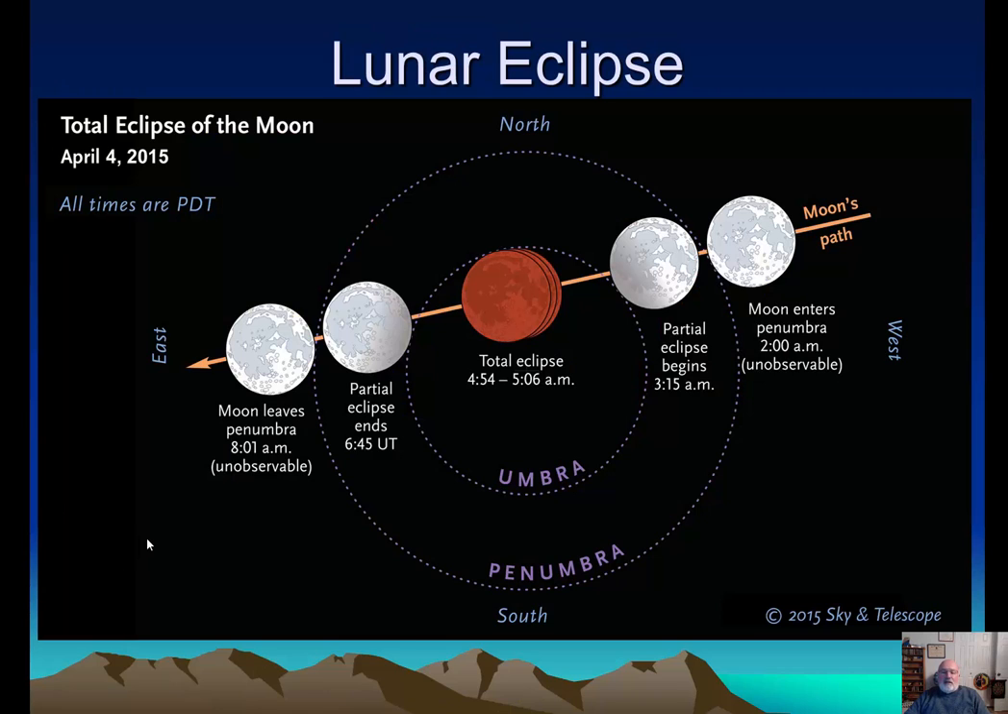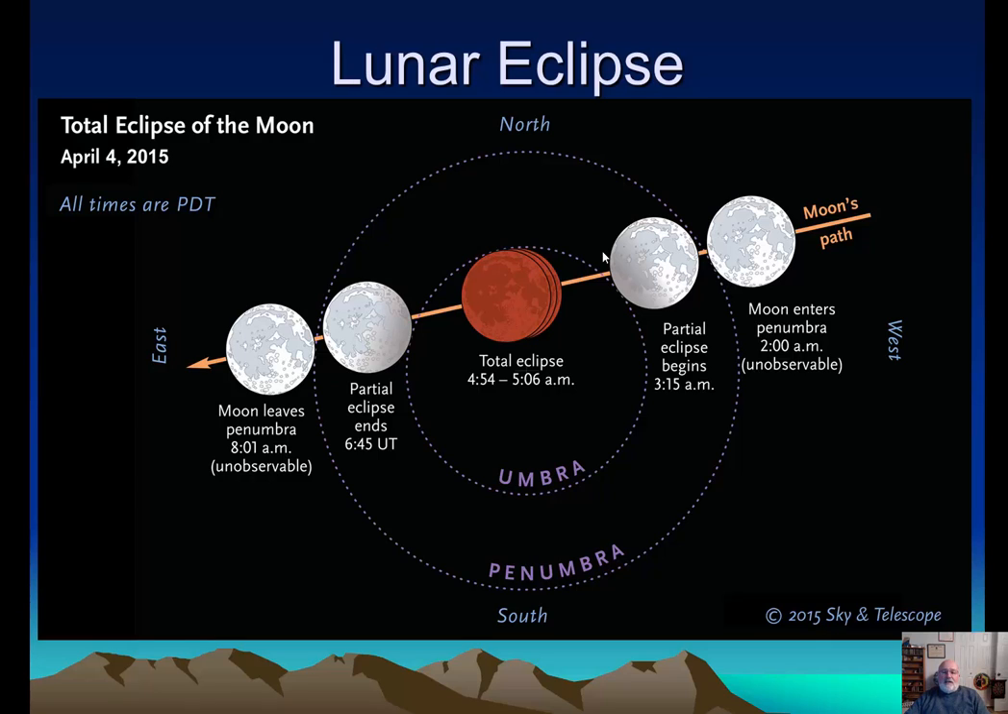A lunar eclipse works like this, and I showed you a video or animation of the eclipse we had just this past Friday, where we had a penumbral eclipse. But you can have a partial if it touches the umbra, you have a total if it's completely in the umbra, and you have a penumbral if it just enters the penumbra and doesn't touch the umbra.